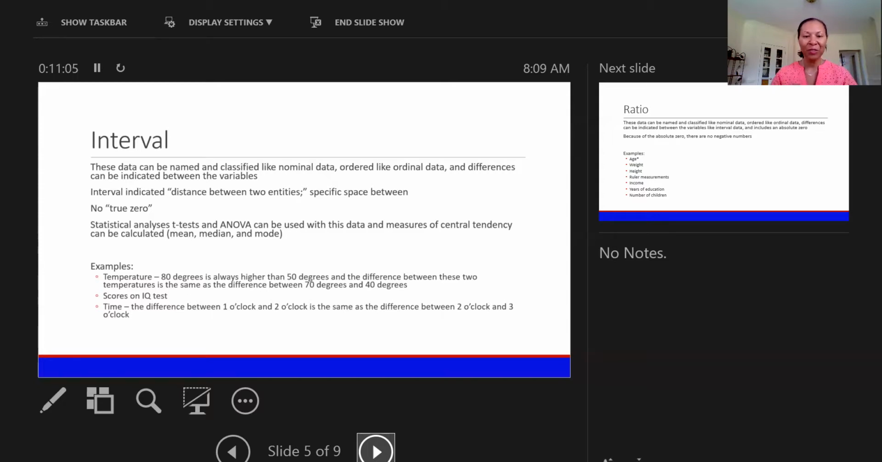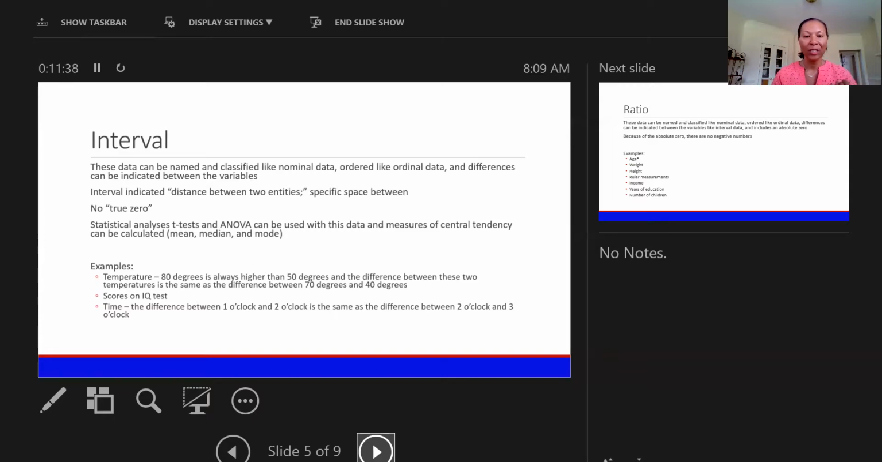And the difference between these two temperatures is the same as the difference between 70 degrees and 40 degrees, if that makes sense. So there's a 30-degree difference between 80 and 50. There's also a 30-degree difference between 70 and 40. And because we can specifically measure those, we know what each specific measure on the temperature scale means, we can classify this as interval data.